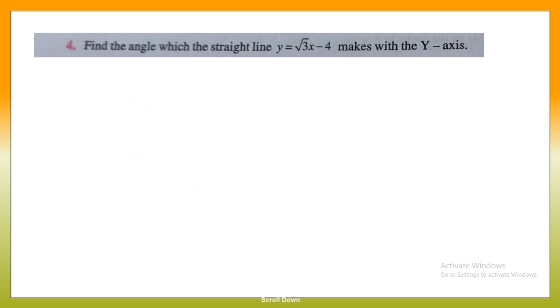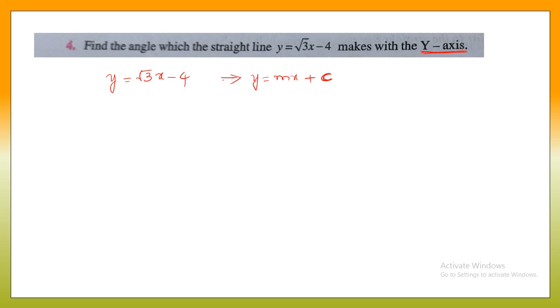Next, moving on to one more question. Find the angle which the straight line y is equal to √3x minus 4 makes with the y-axis. So be careful here. If he asks about the x-axis, then just by finding the slope we can directly say the answer, right? Now what is the given question? y is equal to √3 times x minus 4. When you compare this line equation with the slope intercept form, what is the slope intercept form? y is equal to mx plus c.